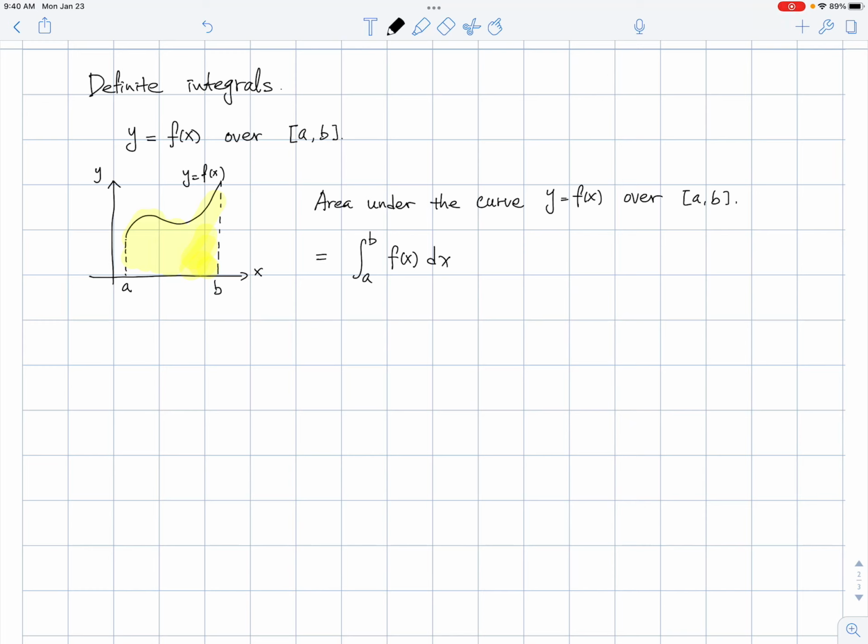Okay, so by definition, this is obtained through taking the limit of Riemann sums. However, this is difficult to implement. So then we have a very, very important theorem called the fundamental theorem of calculus.